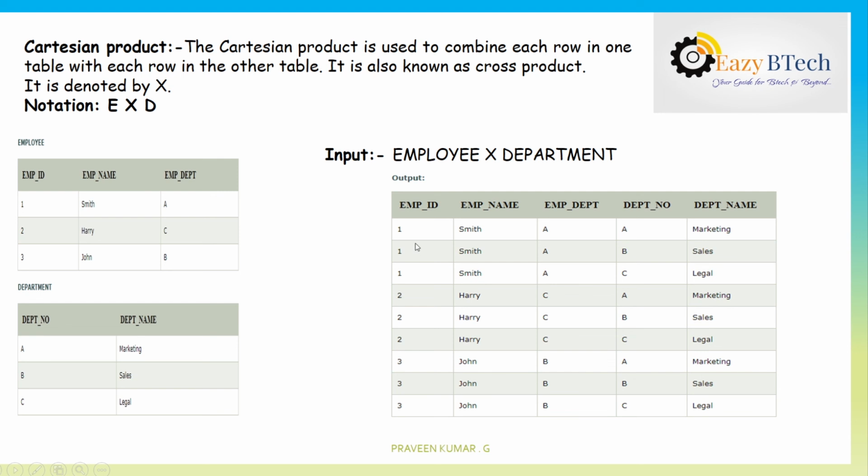First, Smith, A, marketing. The first row is combined with all the rows of the second entity. Again, the second row with all the rows of the second entity. Again, John with all. Please check all those things. Smith three times: Smith marketing, Smith sales, Smith legal. Next, Hari marketing, Hari sales, Hari legal. This is about the Cartesian product.